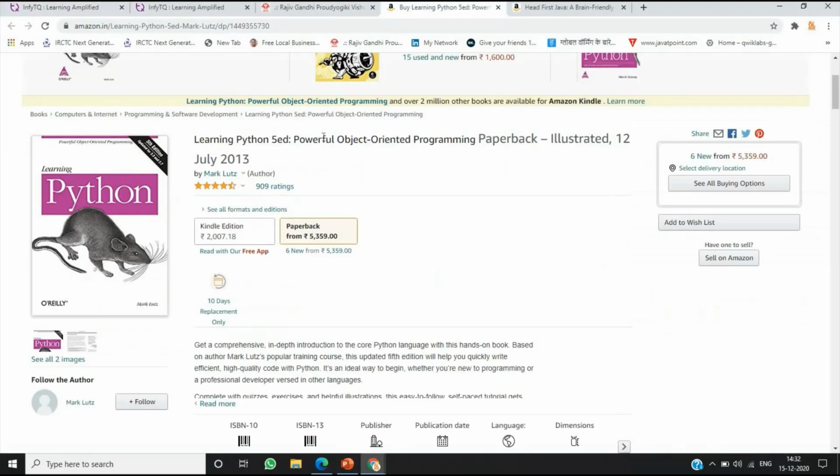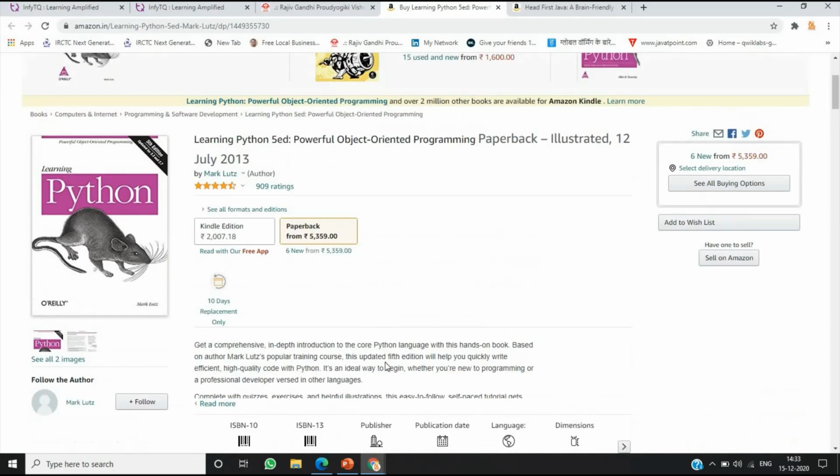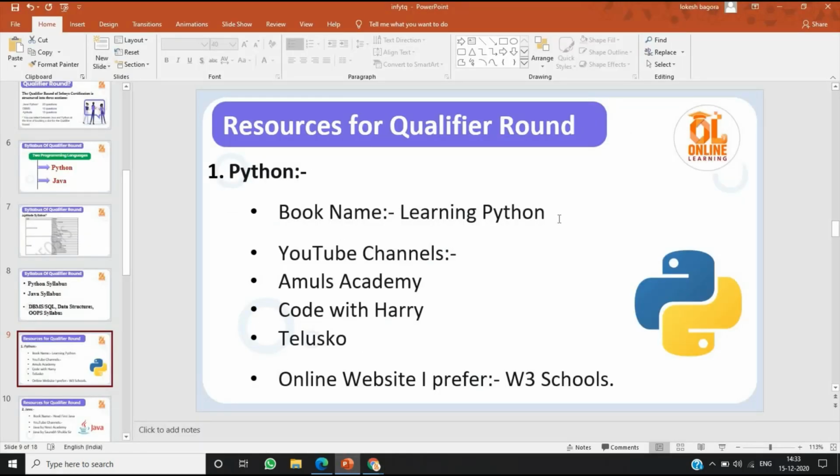You can also buy this book Learning Python from the Amazon website. This is the official book. You can see the preview, this book is very useful. You can download it from Google also. So friends, I refer to the Learning Python book. This is a very good book. It will explain all the concepts very clearly.